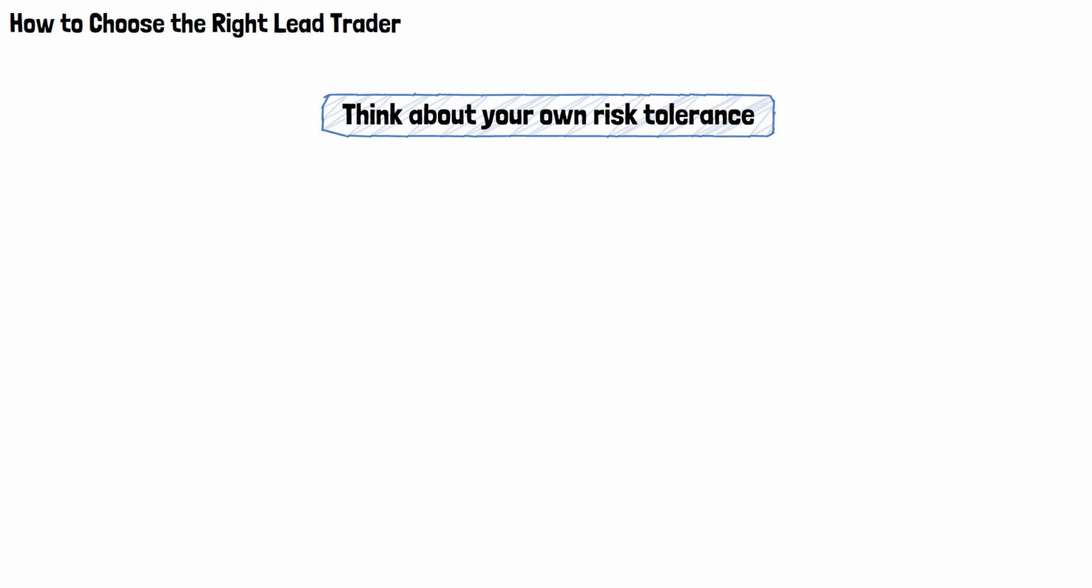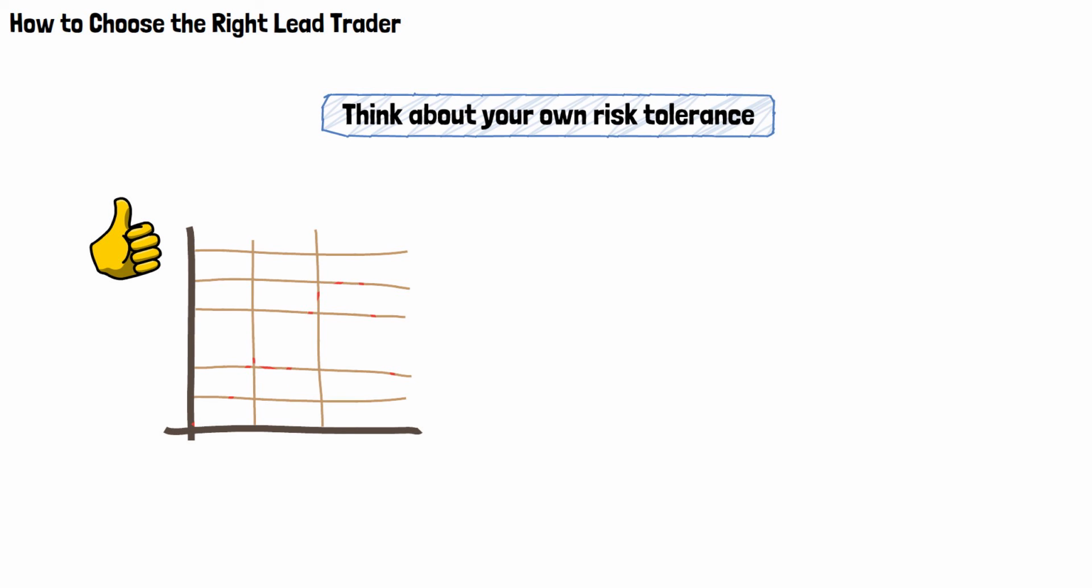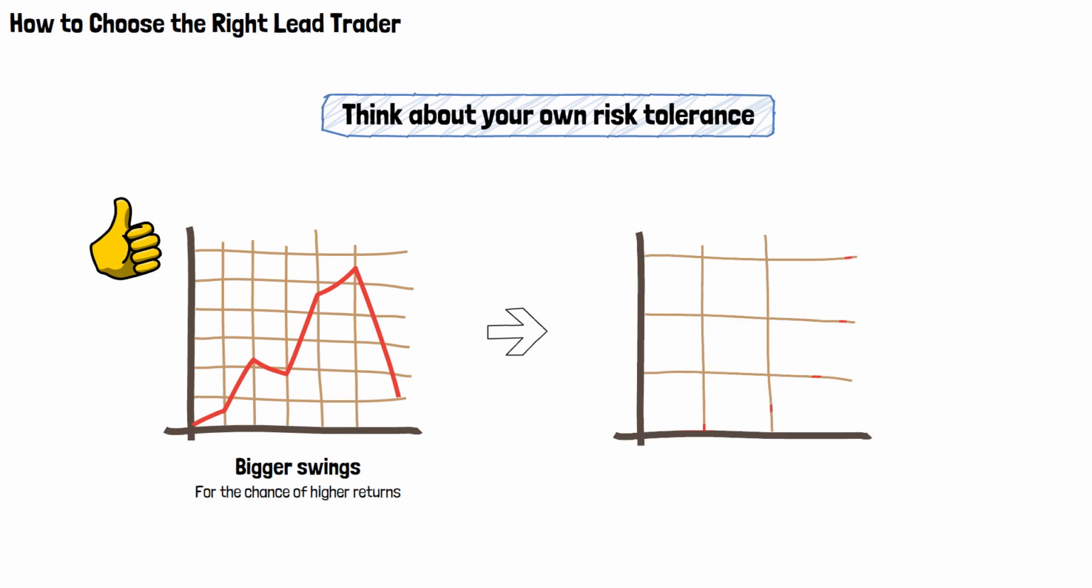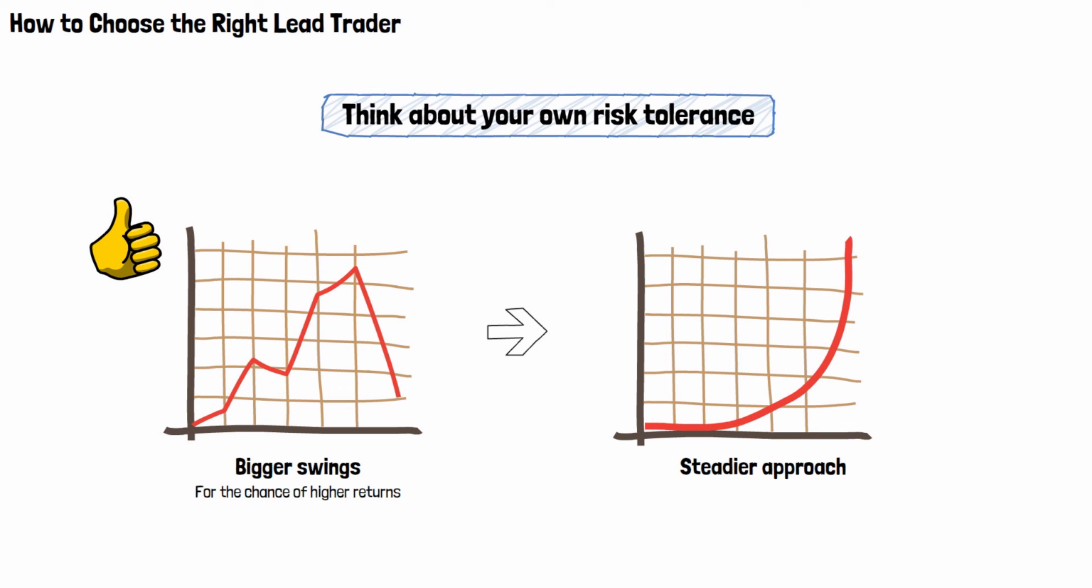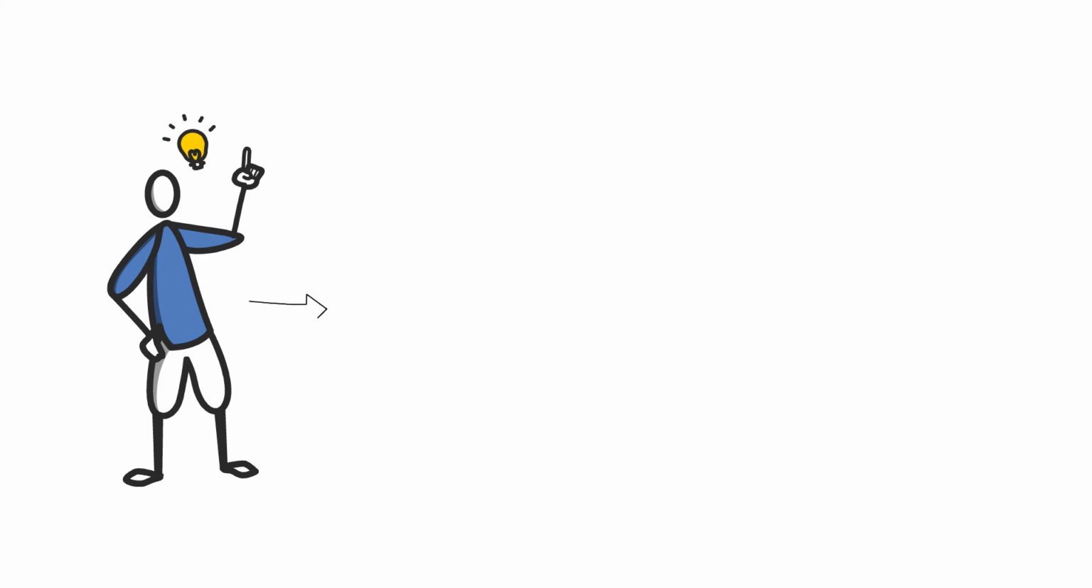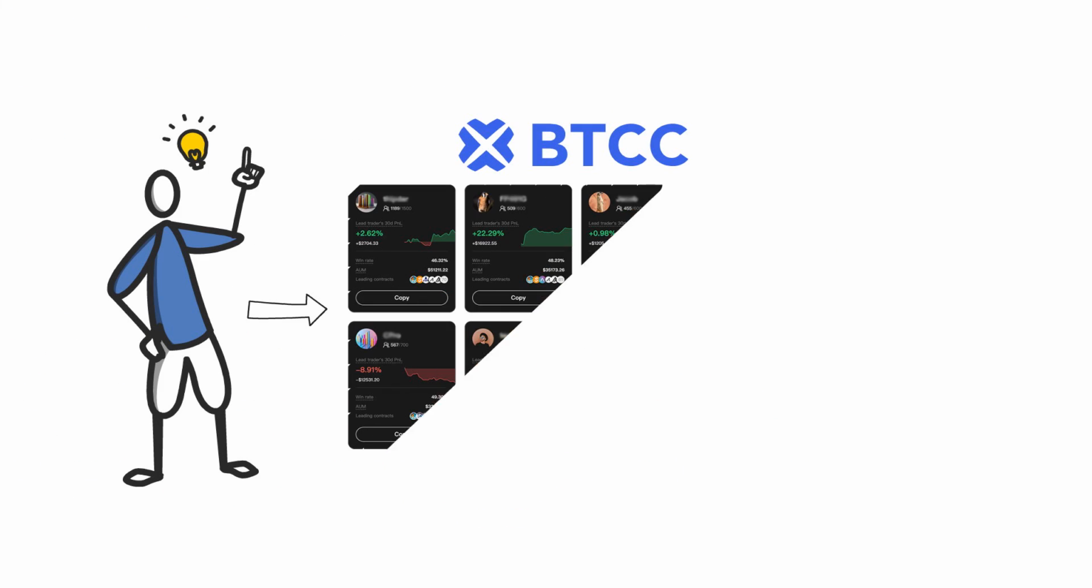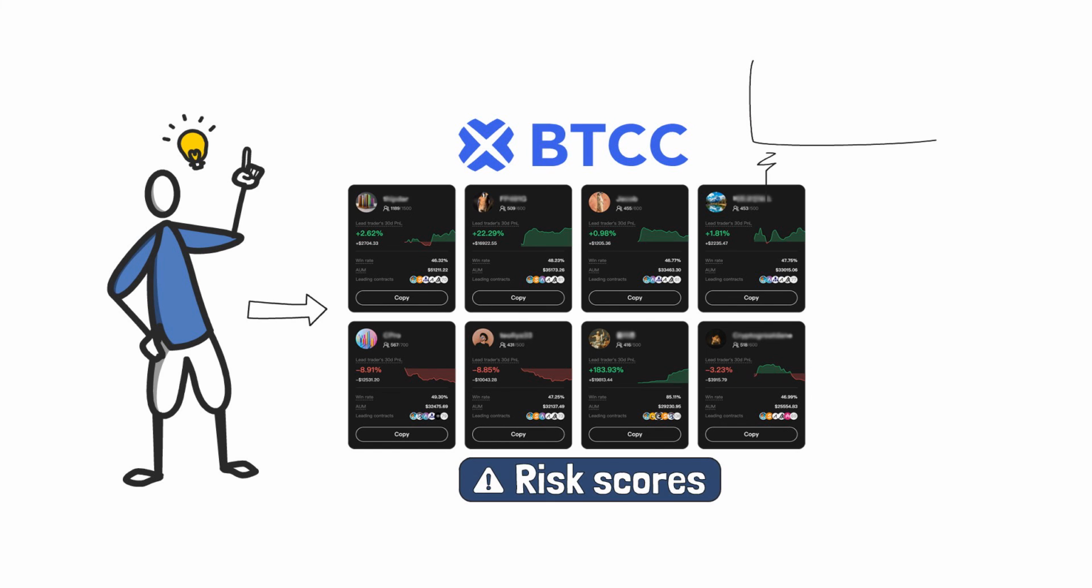One of the first things I'd recommend is to really think about your own risk tolerance. Are you comfortable with potentially seeing some bigger swings in your portfolio for the chance of higher returns? Or do you prefer a more conservative and steadier approach? Once you know that, you can start looking at the traders on the BTCC copy trading platform and see their risk scores. They usually range from low to high, so you can find someone whose risk level matches yours.